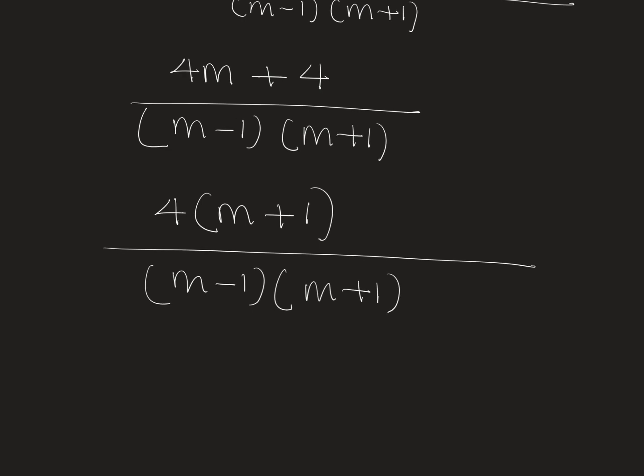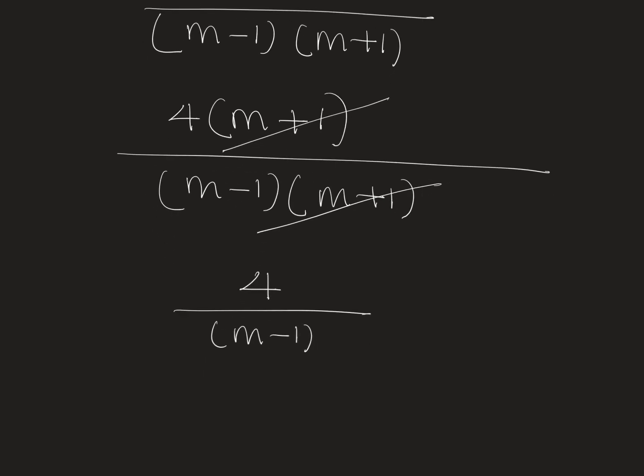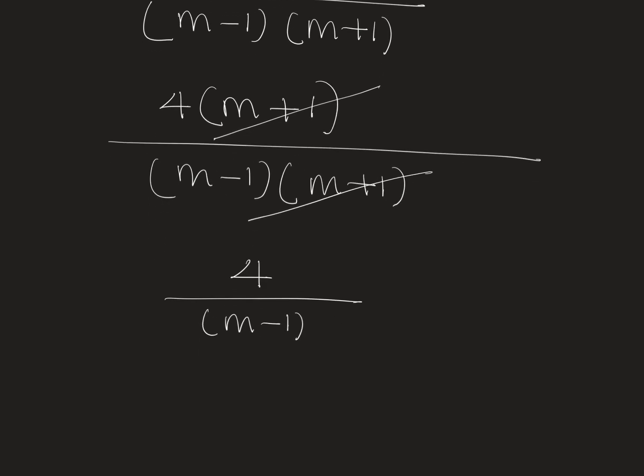So what can we do with this? Here, the m plus 1 will cancel this m plus 1. So finally, we're going to have 4 all over m minus 1 as our answer.